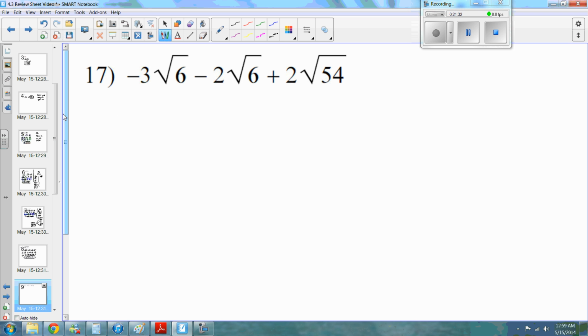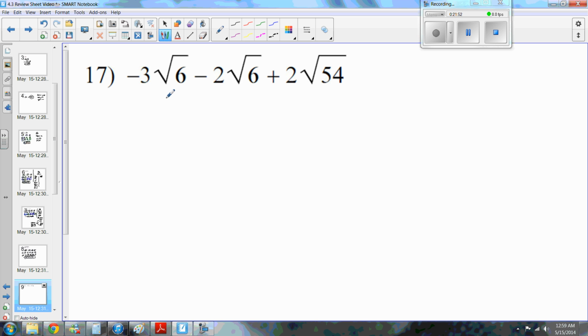Okay, new type of problem. The sums and differences of radicals. First step here is to always just simplify all these radicals individually. So I look at these three separate terms, negative 3 root 6, negative 2 root 6, and 2 root 54, and decide if I can simplify them at all individually.